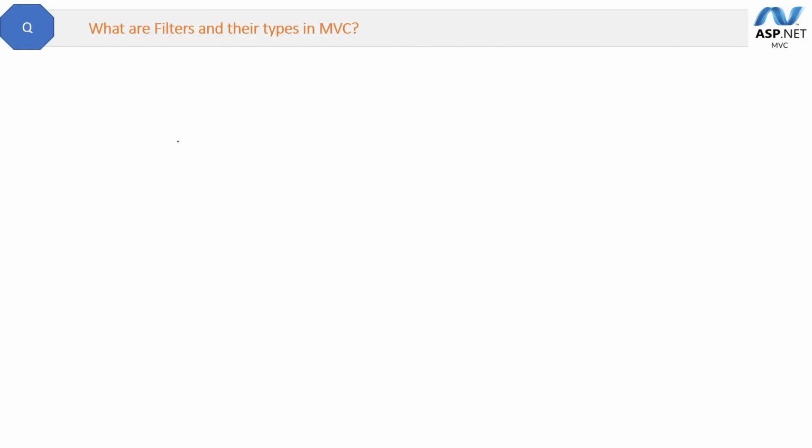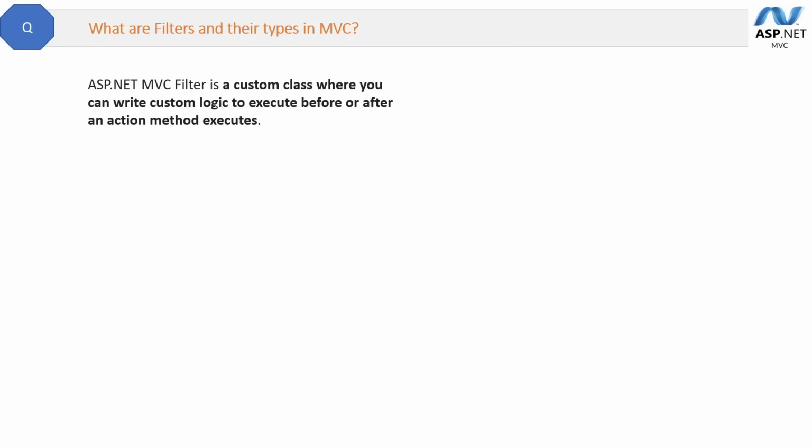What are filters and their types in MVC? Let's see the definition first. An ASP.NET MVC filter is a custom class where you can write custom logic to execute before or after an action method executes. So you have action methods in your controllers, and when an action method executes, before that, or maybe after that, you can put some logic in the filters.